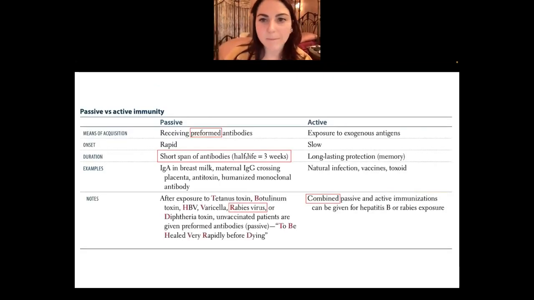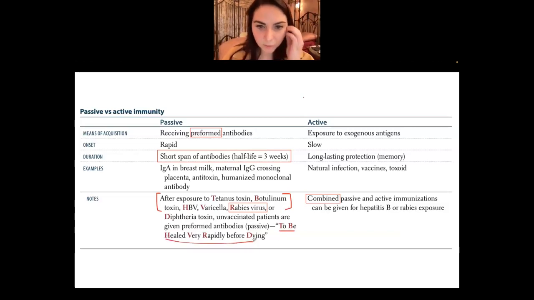So I put this first aid chart back on here just to highlight that it's kind of like the innate versus adaptive charts that you see. It's also really important to know this passive versus active chart. Again, I don't want to say not to know these, but I really don't think you need to know them first year. I know a lot of us did use this mnemonic for board studying, so to be healed very rapidly before dying. These are all of the things that you would need to give immune globulin to after.